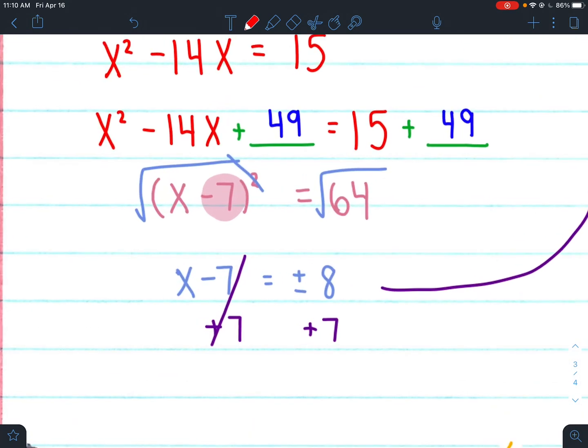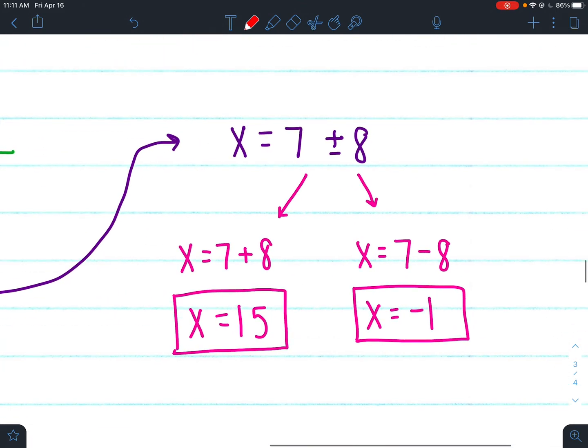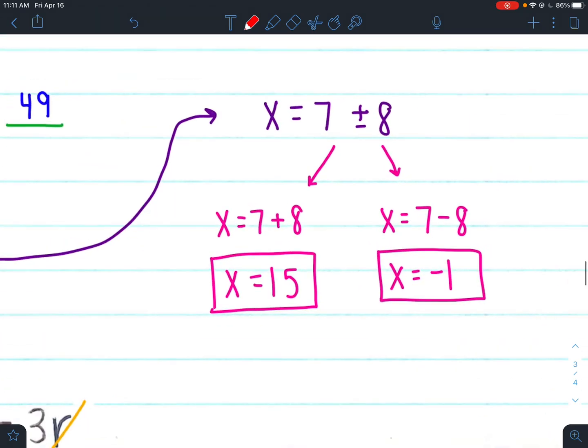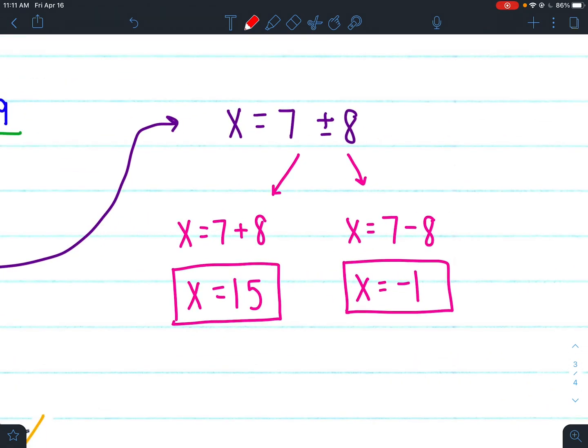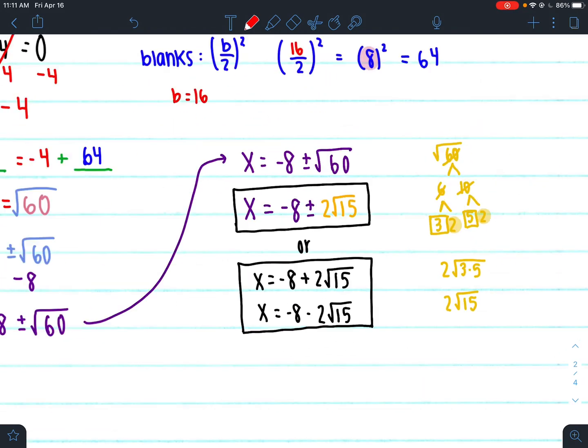Whereas in number 2, when I took the square root of 64, I got a whole number, 8, positive or negative 8. You keep it as positive or negative 8 and move that 7 over, so you have 7 plus or minus 8. Those are regular numbers, so I can combine them. 7 plus 8 is 15, and 7 minus 8 is negative 1. So sometimes you do have to split and keep going, and sometimes you just stop. Here you would split 7 and 8 apart and keep going, whereas in the last problem, you have a radical left over, and when you have a radical left over, you don't split and keep going.